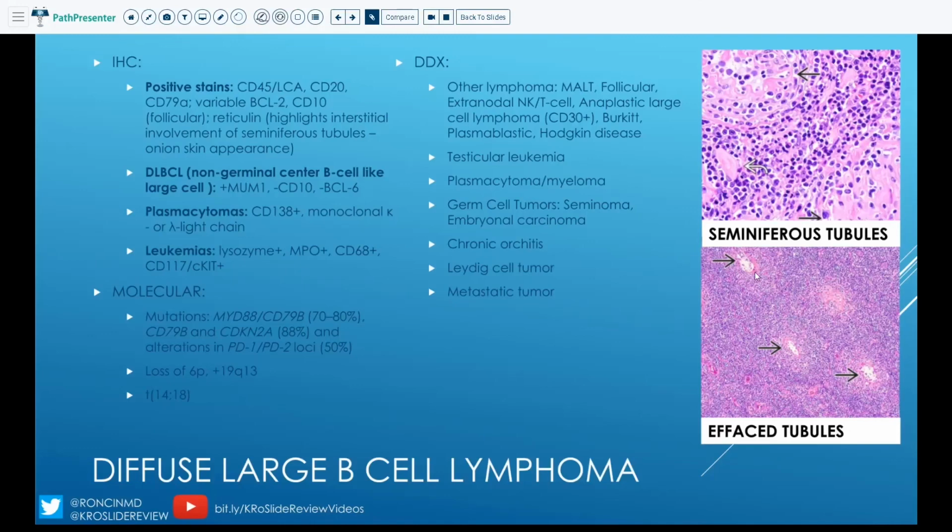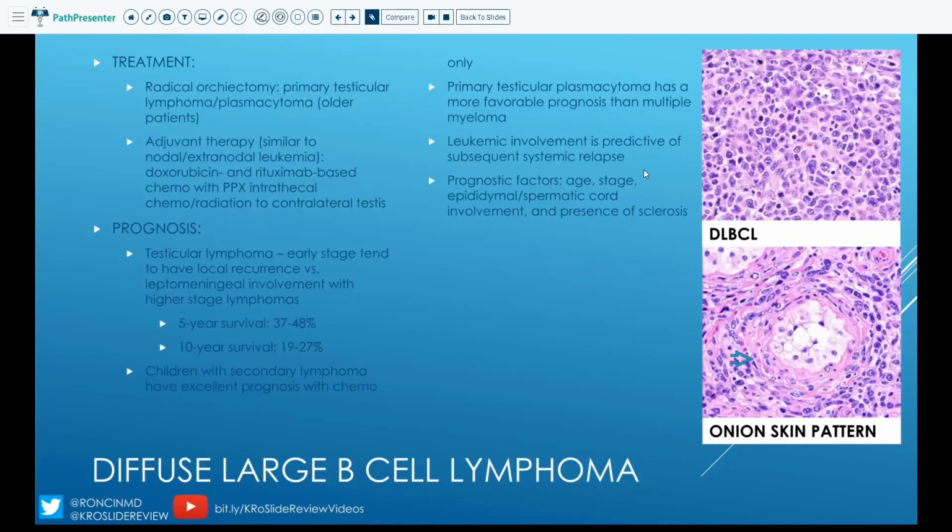So here, this is very similar to our case where you can see these effaced tubules. And again, the seminiferous tubules, and here is that onion skinning pattern. For treatment, they tend to do a radical orchiectomy for lymphoma and plasmacytoma, and this they tend to do in older patients. They don't necessarily want to do this in someone who's very young.